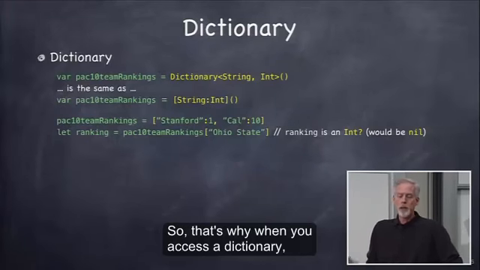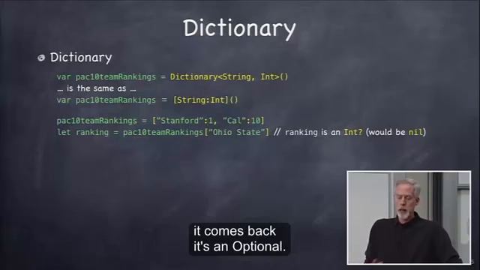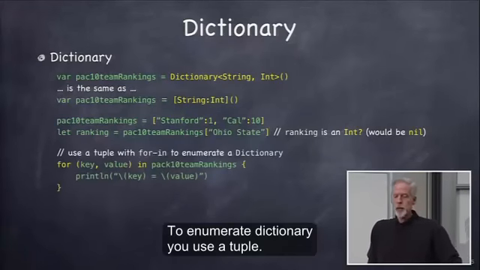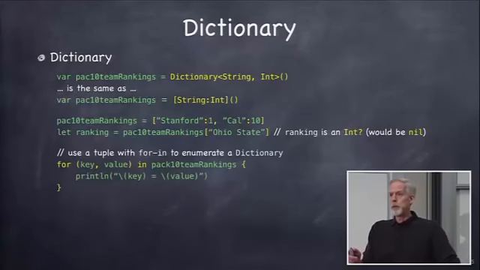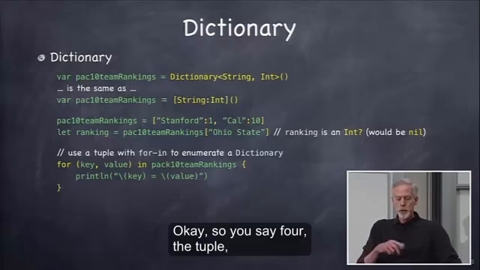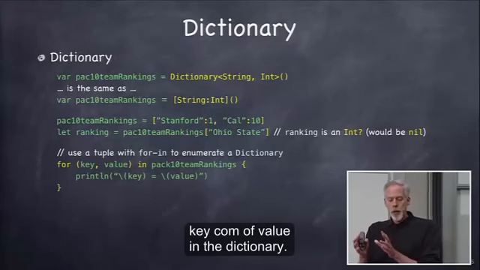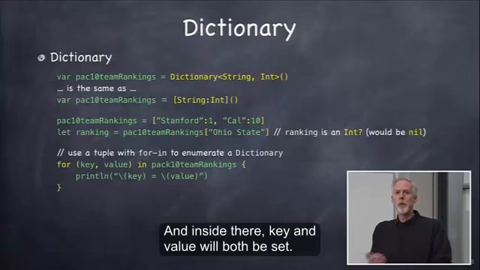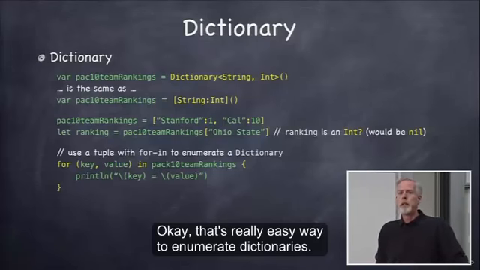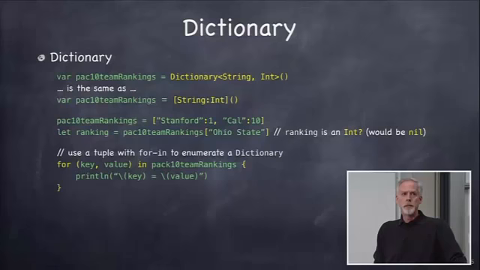Okay, so that's why when you access a dictionary, it comes back as an optional. To enumerate a dictionary, you use a tuple. You say for the tuple key, value, in the dictionary, and then inside there, key and value will both be set. So that's a really easy way to enumerate dictionaries.